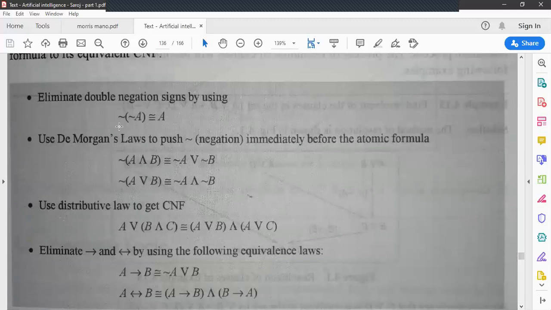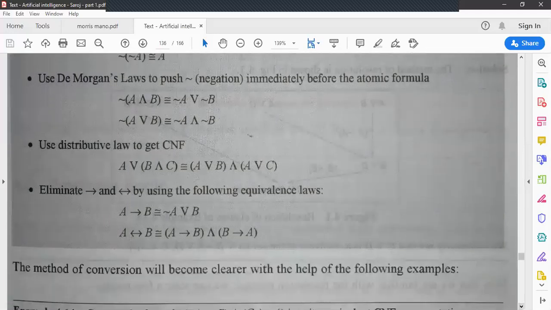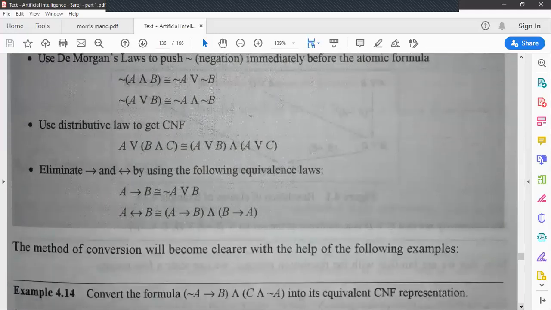Equivalence laws given are, you know this, and this is De Morgan's law, and this is distributive law, and this is you have to eliminate implies and equivalence, because in CNF there is no implies and there is no equivalence operator. It has only not, and, or.